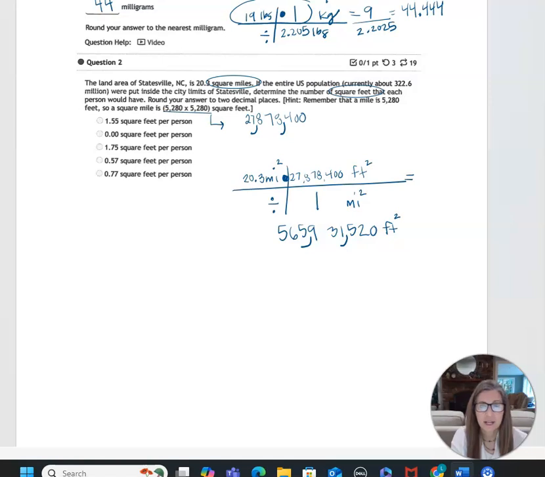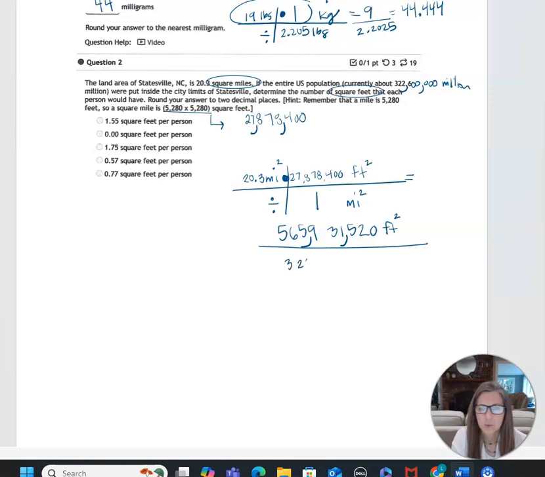And they're saying that the entire U.S. population, which is 3.226 million, were to go inside the city limits. Now, what you want to do here is convert this 3.226 million, you actually want to add the zeros. So this is what that'll look like. You put a 0 here, and then you fill in a comma where the decimal was, and you fill in zeros. So this is how many million. Again, this problem is really just practicing large digits.